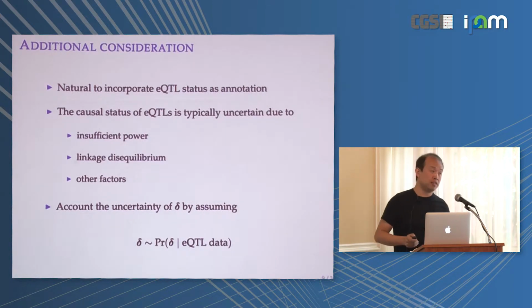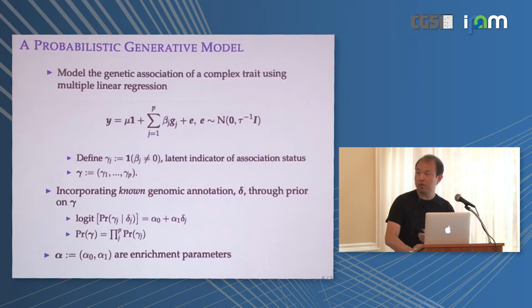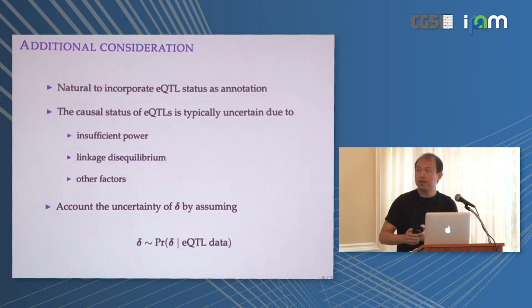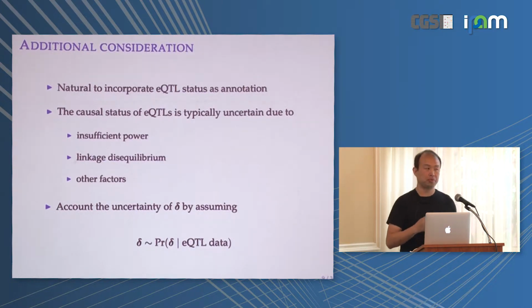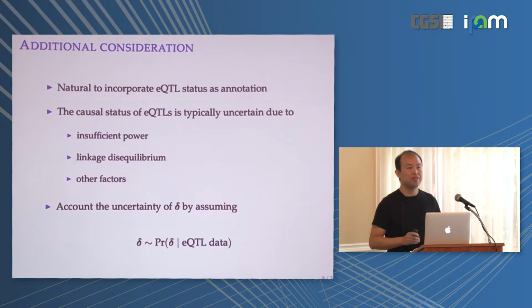Our problem is a little bit different. This is more like the problem solved in a lot of approaches, I would say, but the problem we have in mind is a little bit different. This whole framework is natural for incorporating eQTL status as an annotation, right? If I tell you the eQTL status is a known thing, either associated or not associated, so there's a binary annotation, then we're done. We can just use the previous model.